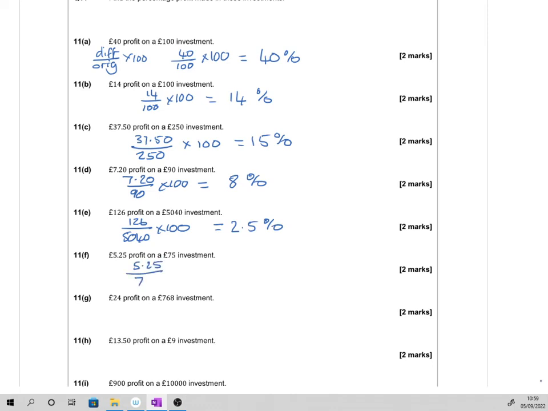5.25 divided by 75 times 100. So 5.25 divided by 75 times 100, 7%. 24 divided by 768 times 100. 24 divided by 768 times 100 is 3.125%.